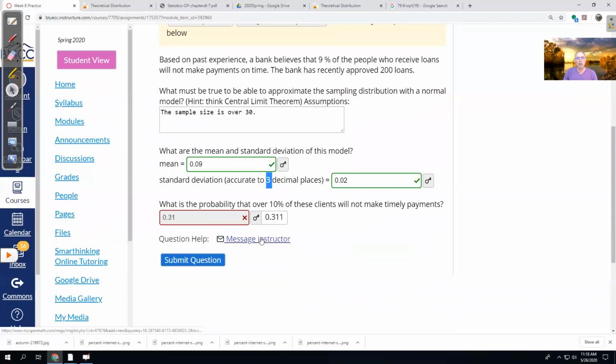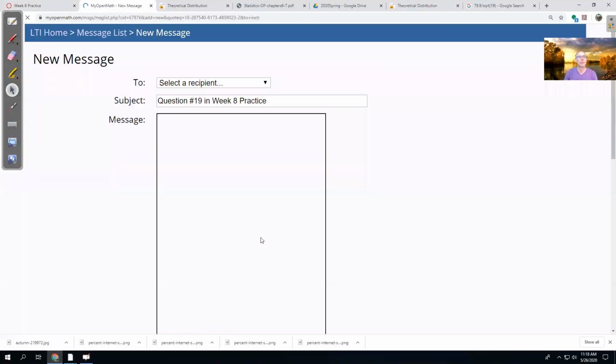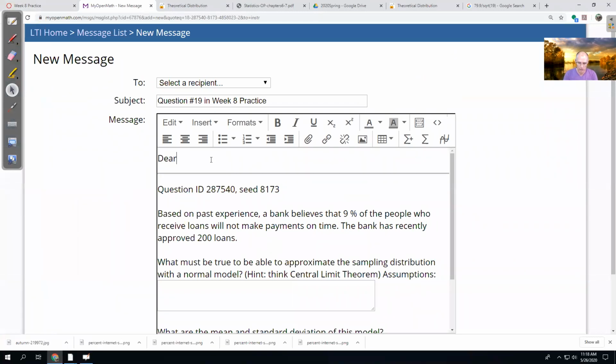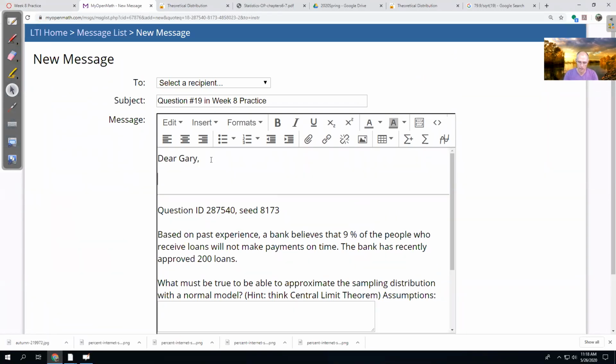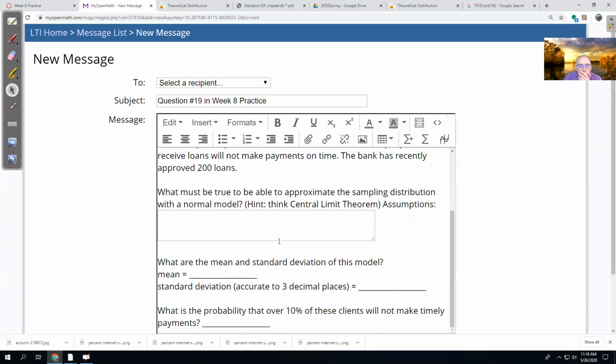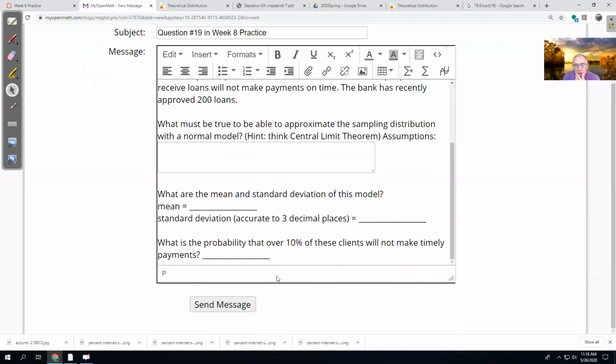Okay, so I wonder if I wrote this problem or somebody else did. I am going to message myself about this. I think when I get this message, it'll tell me who wrote it. So I think that kind of happened on another problem, where it said round to 4 decimal places, but StatKey only gives you 3.